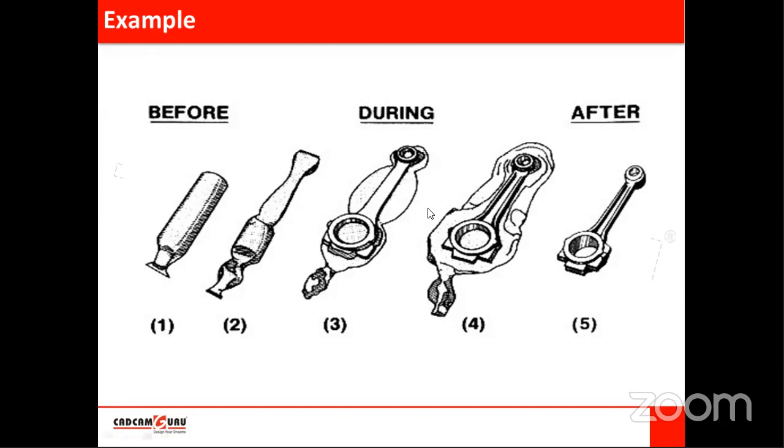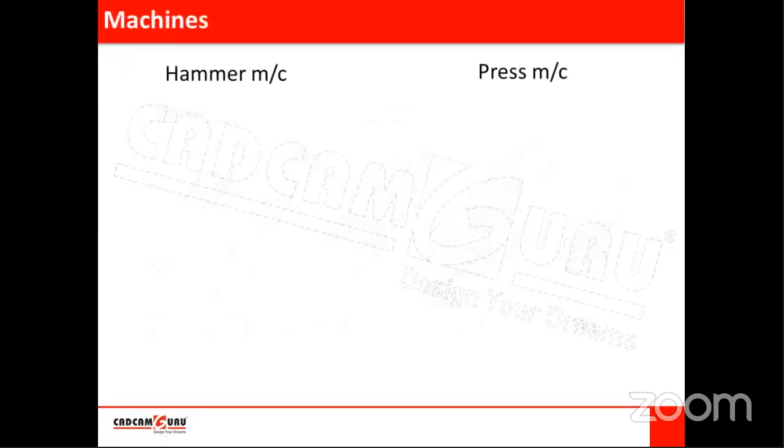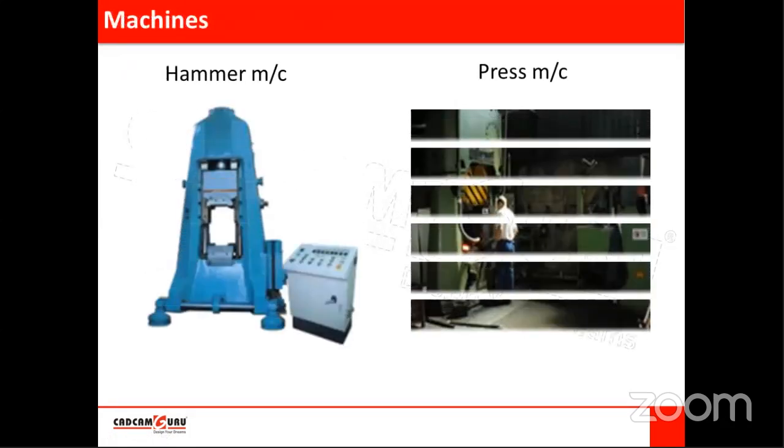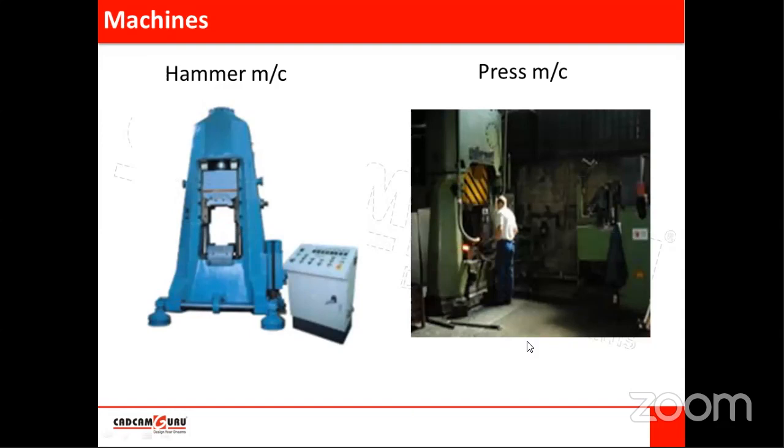The die will have a similar shape like this, an upper die and a lower die. Both dies will have shapes similar to the component. Then we can see this hammer and the press machine. It is used for closed die forging. We can use it for open die forging also. These are machines actually; for any process, we can use these machines.